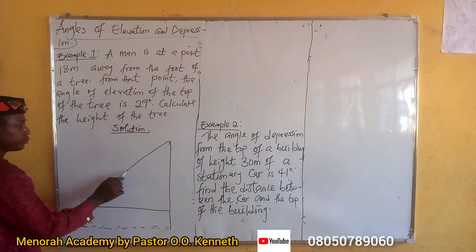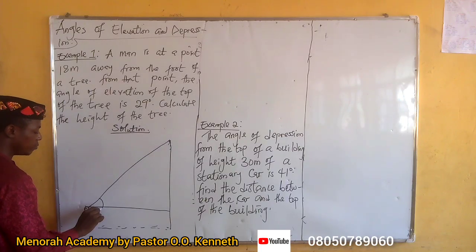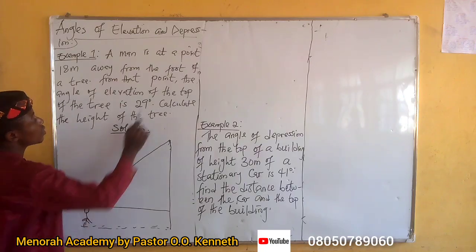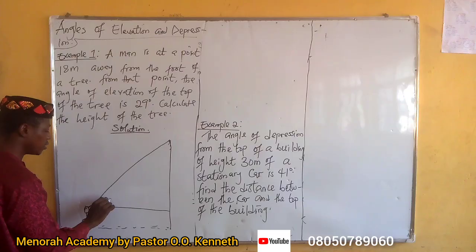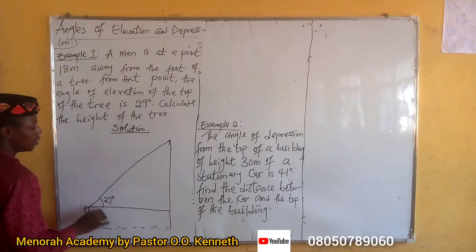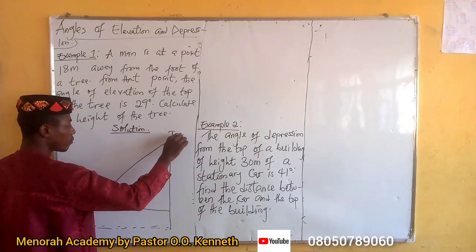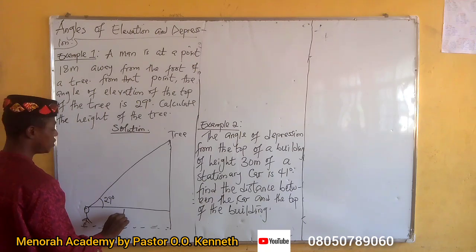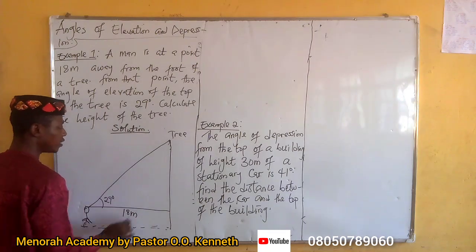He's looking up. When he looks up, the angle he made with his normal eye level is given to be 29 degrees. They said the distance between the man and the foot of the tree is 18 meters. And they say we should calculate the height of the tree.